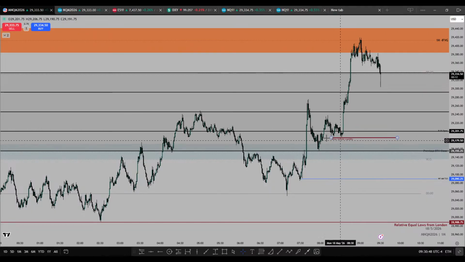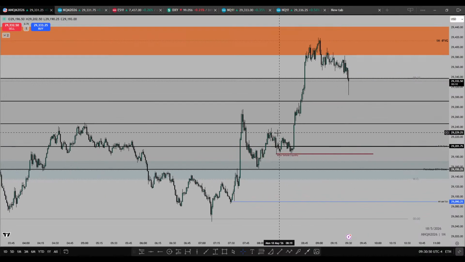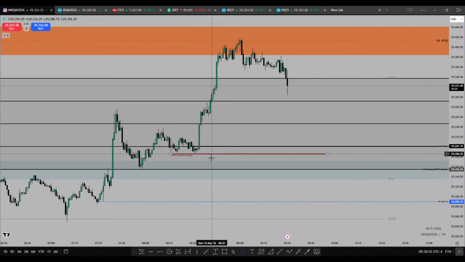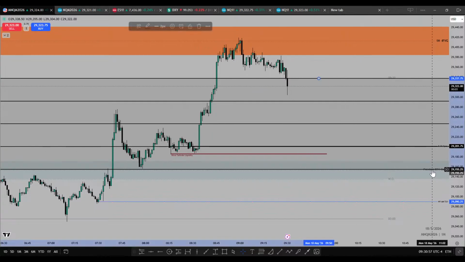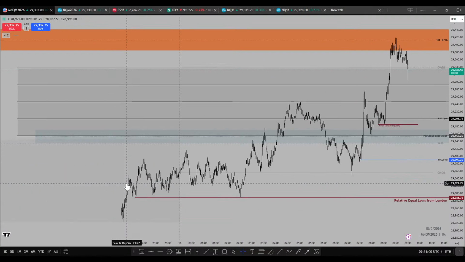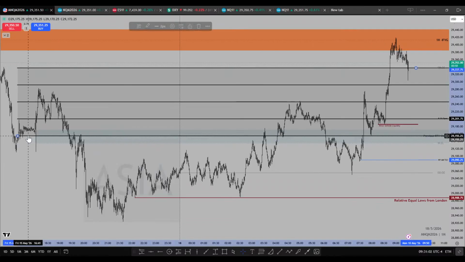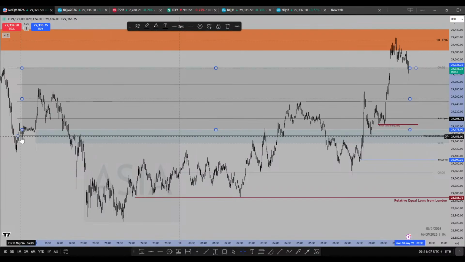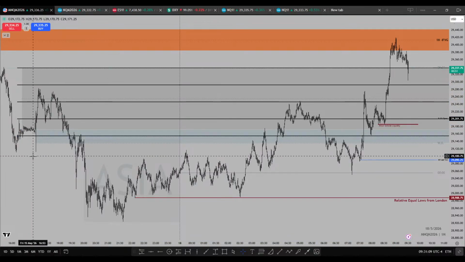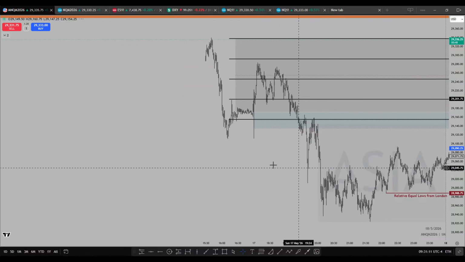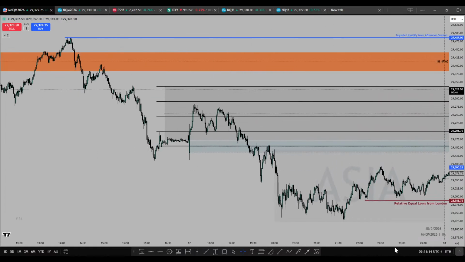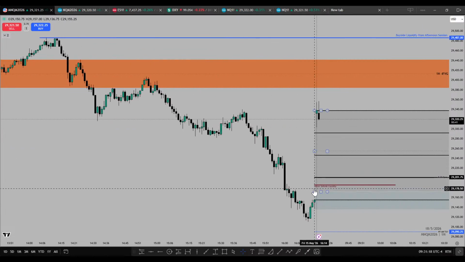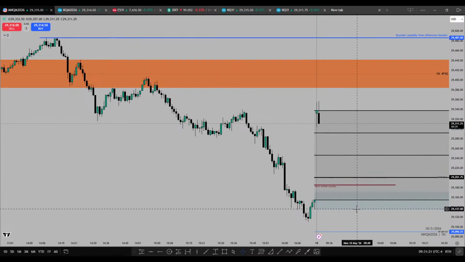Now I'm interested for them to come visit this buy side imbalance, sell side inefficiency here, right? And I want them to come back into this new week opening gap. Let me take off the RTH close one. That was our close right there.